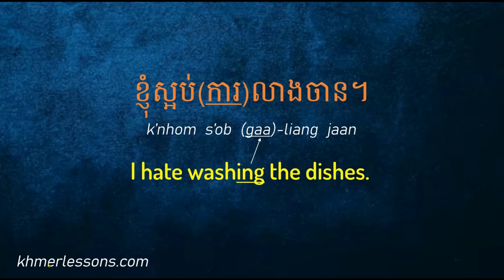Next example is: I hate washing the dishes. ខ្ញុំស្អប់ការលាងចាន or ខ្ញុំស្អប់លាងចាន, បាទ. ស្អប់ is hate, លាង is to wash, and in this case we say washing, so you can say ការលាង or just លាង. ចាន is dish, and in plural you say dishes. Again, ខ្ញុំស្អប់ការលាងចាន or ខ្ញុំស្អប់លាងចាន. So this is how to use verb-ing after a verb: you just say ការ, or you can skip it, បាទ.